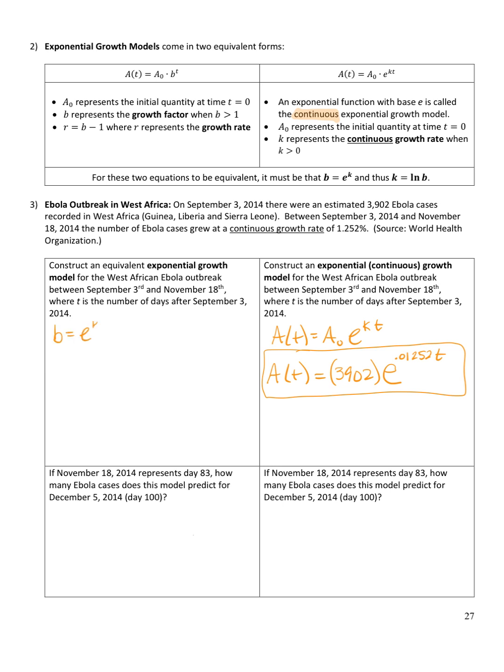B equals e to the k, which is e to the 0.01252, and that will come out to approximately 1.0126. Okay, it's approximate because e is an irrational number. It will never give you a perfect decimal when we use an e. But I can now write my equivalent formula, A of t equals A naught, which is the same as the other model, 3902, times b, which is 1.0126 to the t.